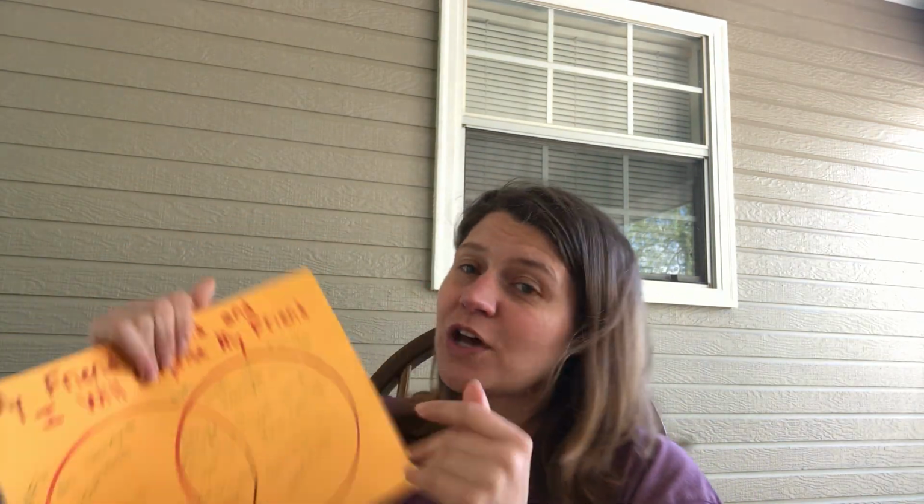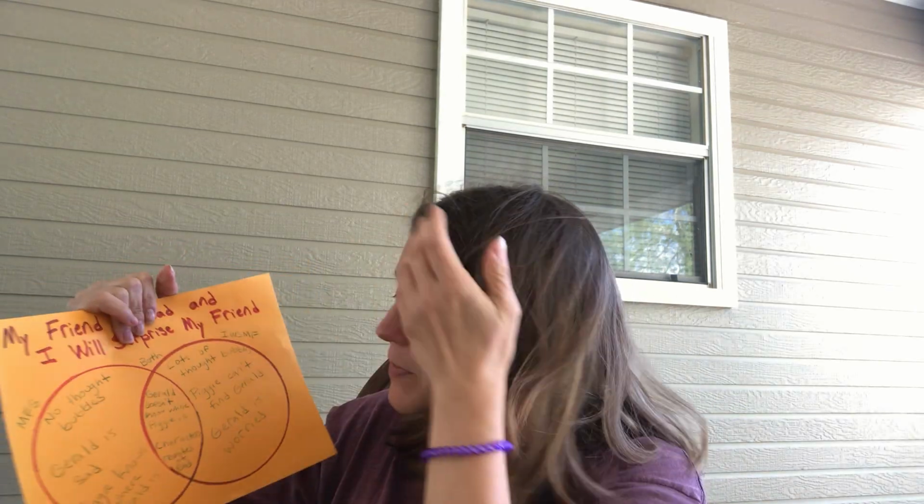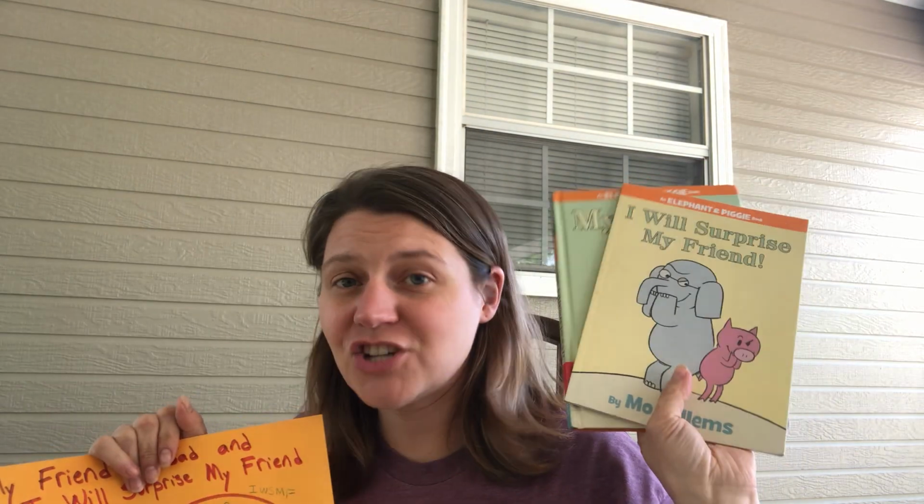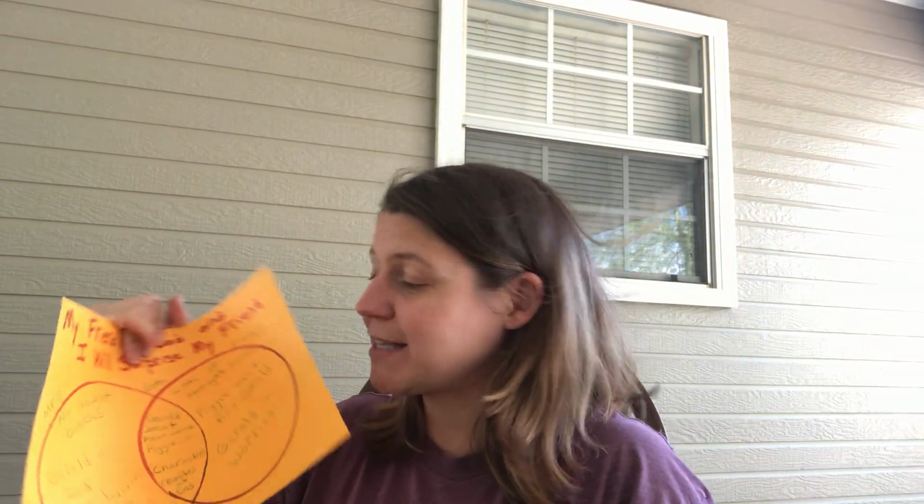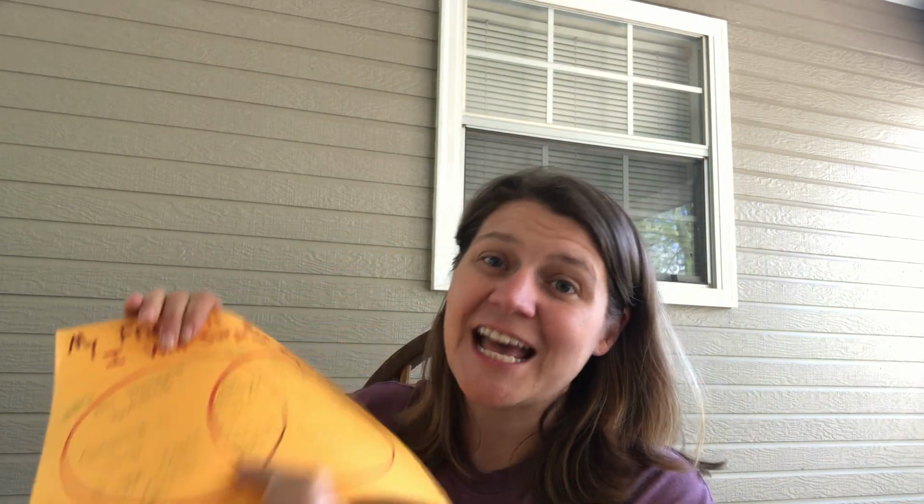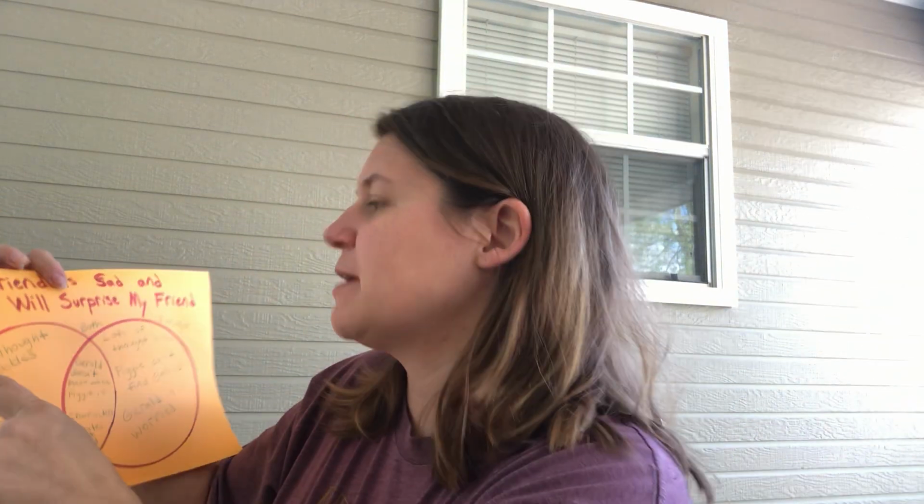Now, these 2 books are in the same series. So one of my similarities is they have the same characters. In the 2 books I chose, in both of these, Gerald does not know where Piggy is. That's another similarity. And at the end of both stories, the friends are reunited and they get back together. Now, for differences, in My Friend is Sad, there are no thought bubbles.